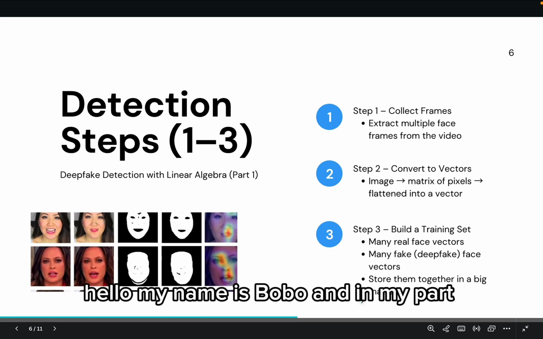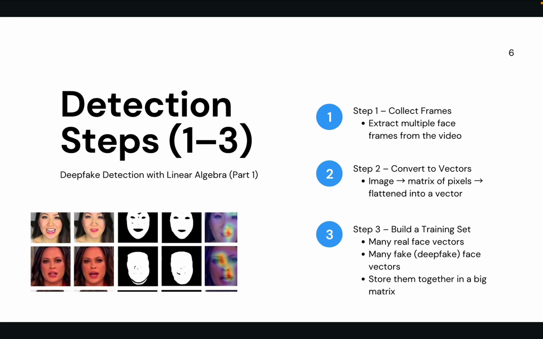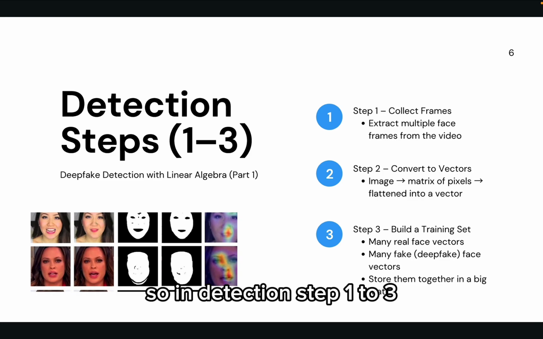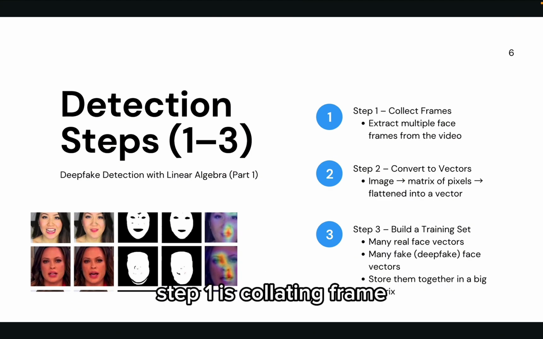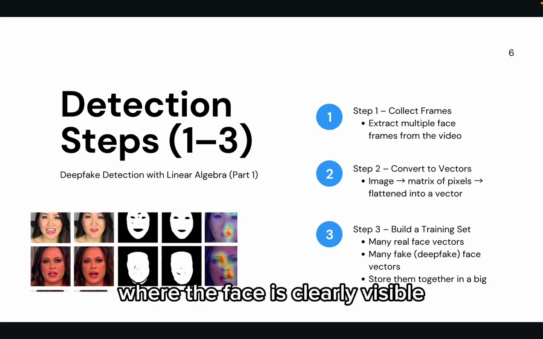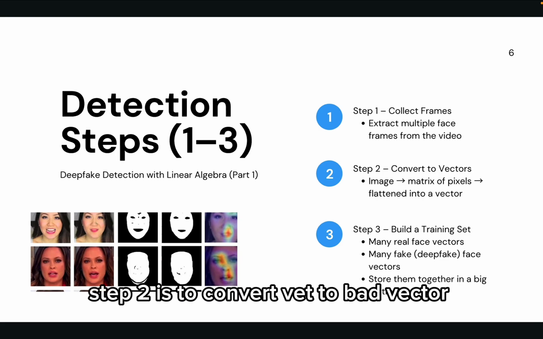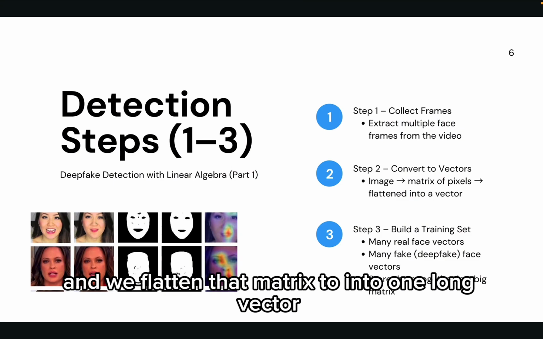Hello, my name is Bobo, and in my part I would like to talk about detection steps. So in detection steps 1 to 3, we can describe a simple method to detect deepfakes using linear algebra. Step 1 is collecting frames. We first take the input video and extract frames where the face is clearly visible. Step 2 is to convert to vectors. Each face frame becomes a matrix of pixel values, and we flatten that matrix into one long vector.